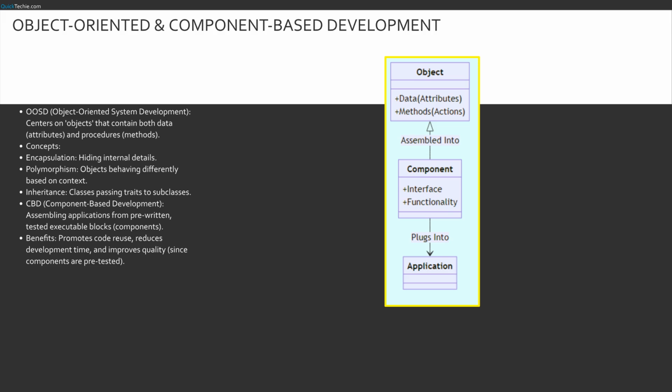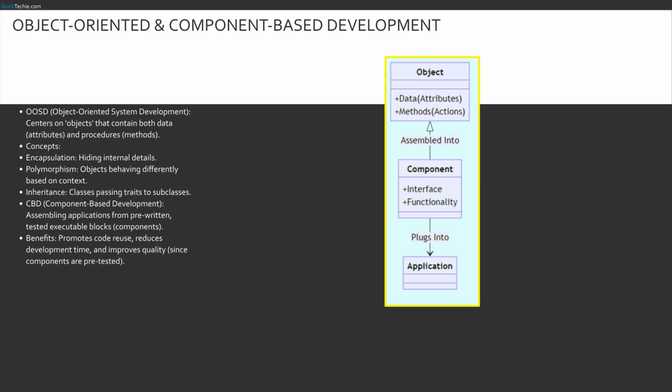Building on this, we have component-based development, CBD. Think of this like Lego bricks. Instead of writing code line by line, we assemble applications from pre-built, pre-tested components. If you need a spell checker, you don't write one. You plug in a spell check component. This drastically reduces time and errors, because the blocks are already proven to work.